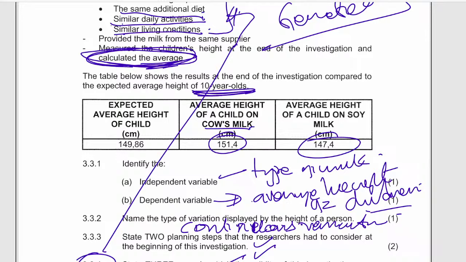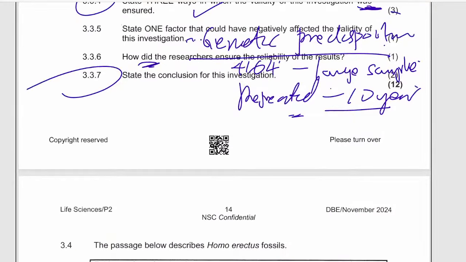yes, they had a higher average height compared to children who drank soy milk. You understand? So children who drank cow's milk, they had what? A higher average height than the children who did drink the soya milk. You understand? So that is the conclusion which you can give there.